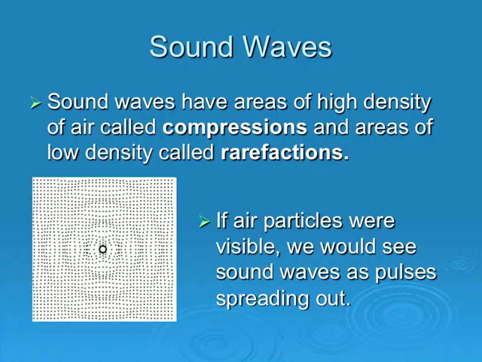It's almost kind of like pulses you would see spreading out. What you should see up here is kind of in circles. You see areas where the particles are really close together. That would be the compressions. And you see the areas where the particles, like right here, are more spread apart. That'd be the rarefactions.